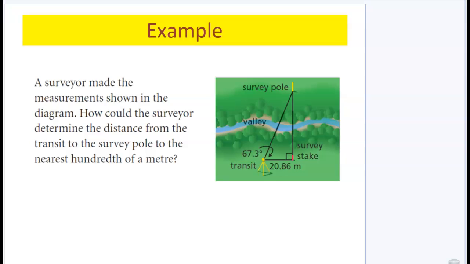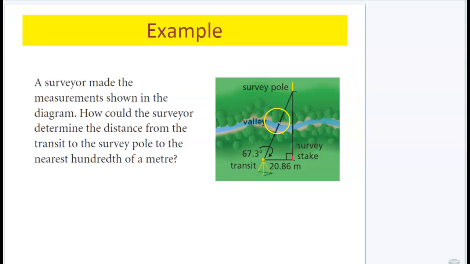We will continue with the concept studied in 2.5, using cosine and sine ratios to find side lengths and apply it to word problems. So in our first example, a surveyor made the measurement shown in the diagram, and we want to figure out how the surveyor could determine the distance from the transit to the survey pole to the nearest hundredth of a meter.